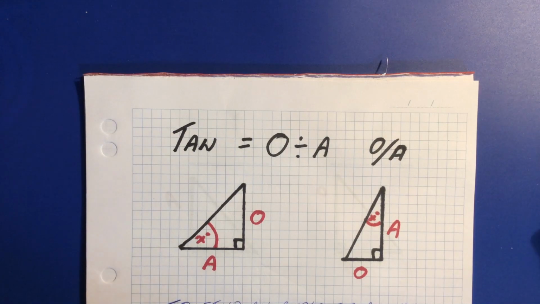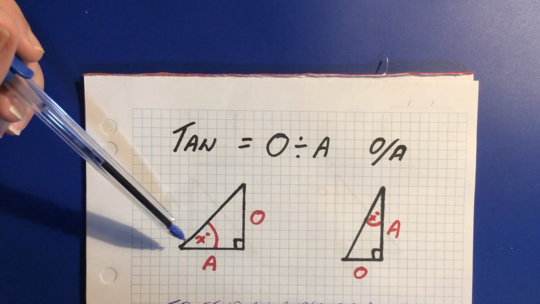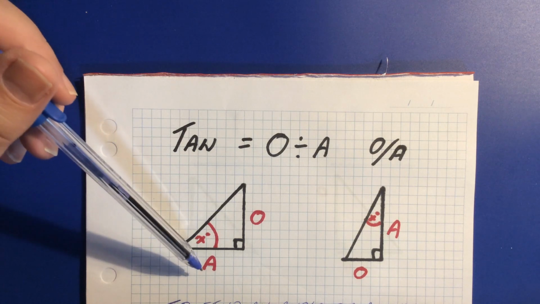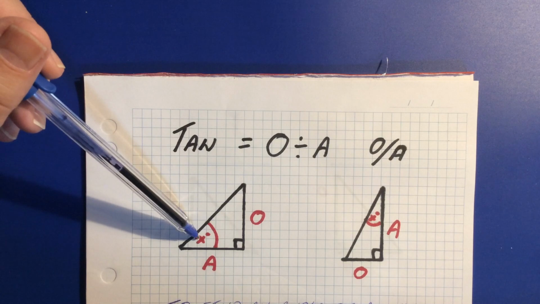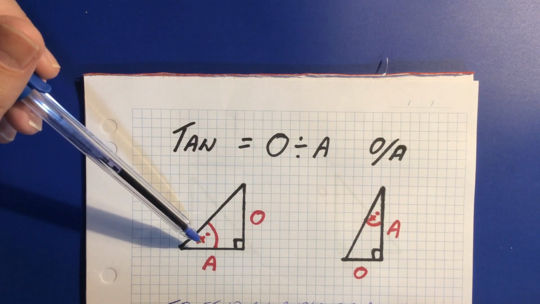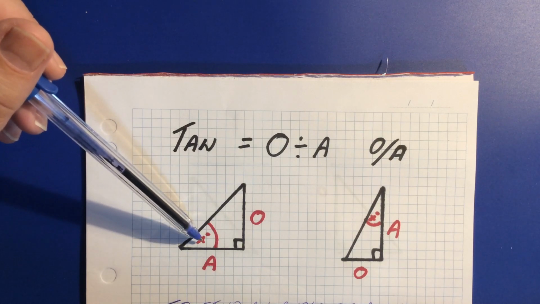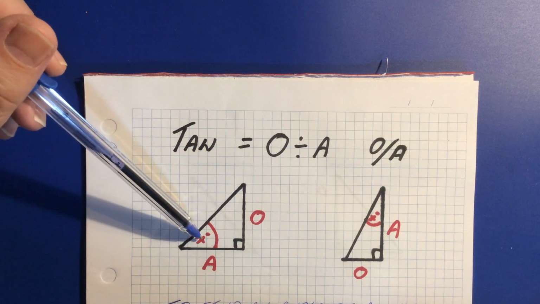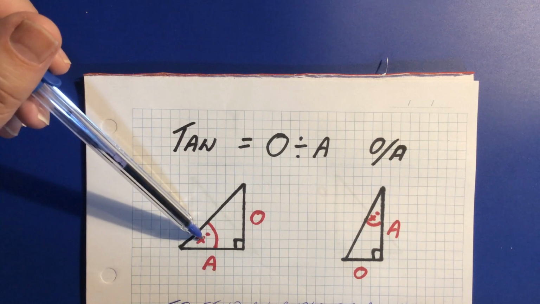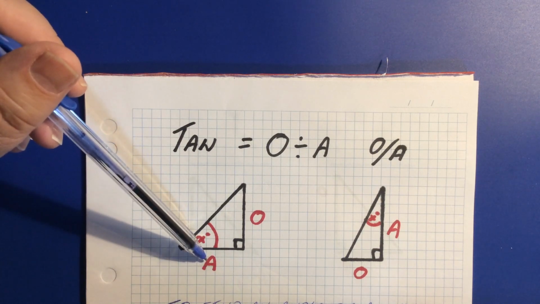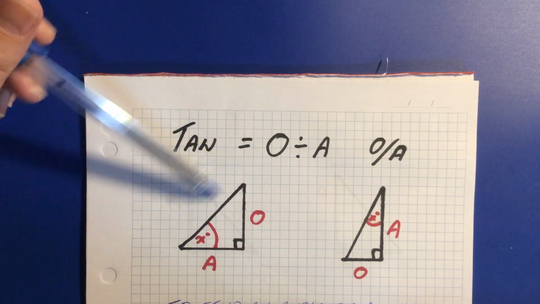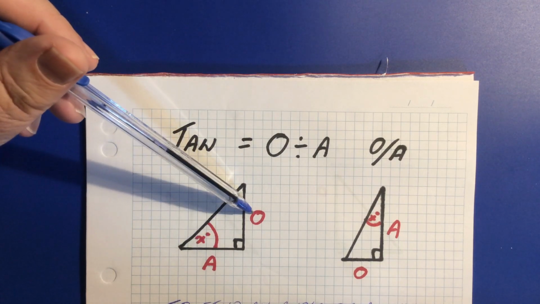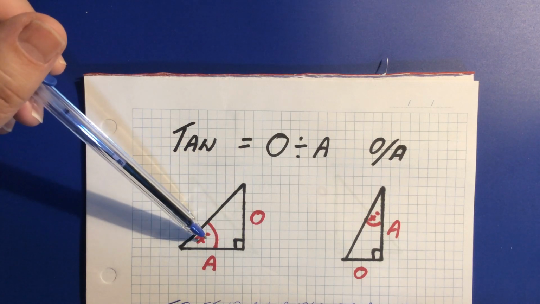So let's get started. We have two triangles here, and the idea of opposite and adjacent in a right-angled triangle depends upon the position of the angle that we're concerned with. So in this right-angled triangle, the angle that we're concerned with is down here. This side is the adjacent. It is the side that touches the angle but is not the hypotenuse. The opposite side is here. It does not touch this angle.